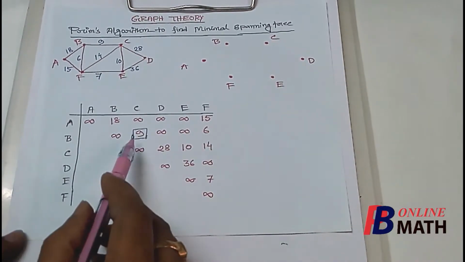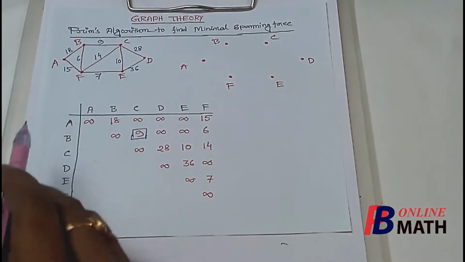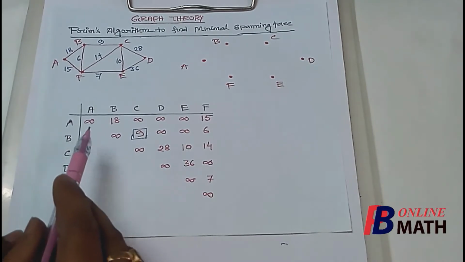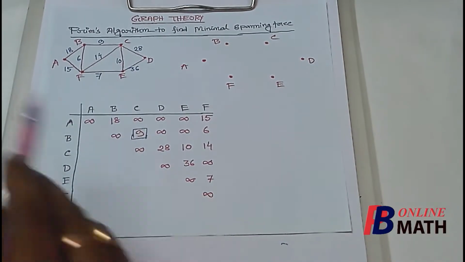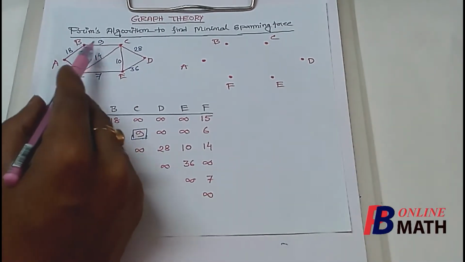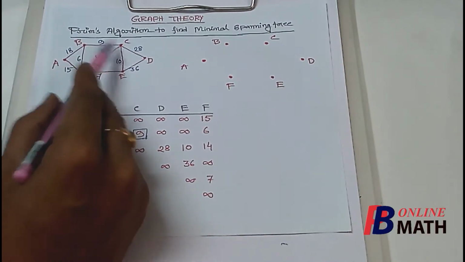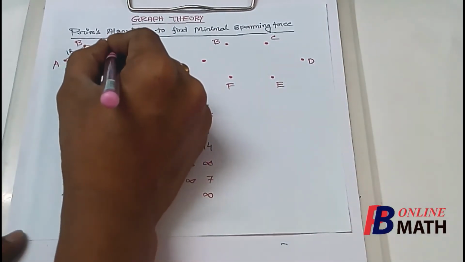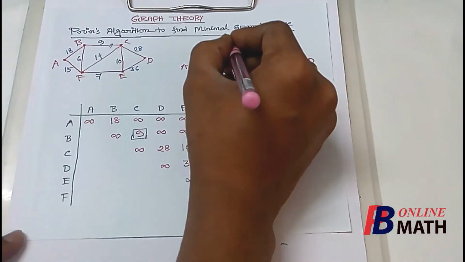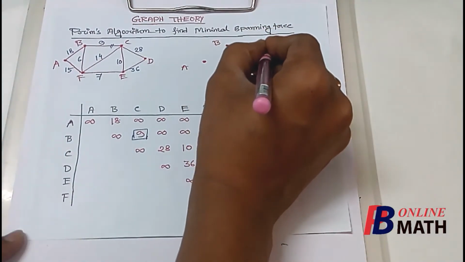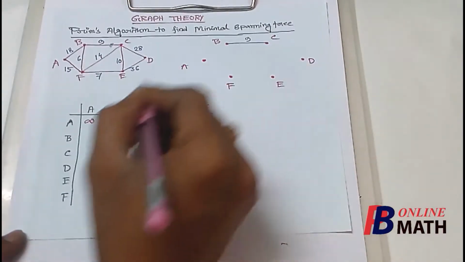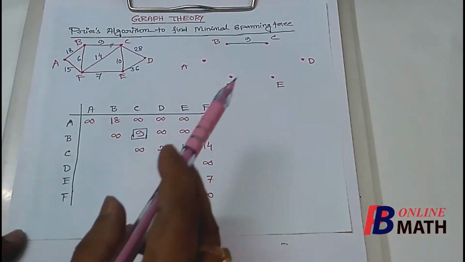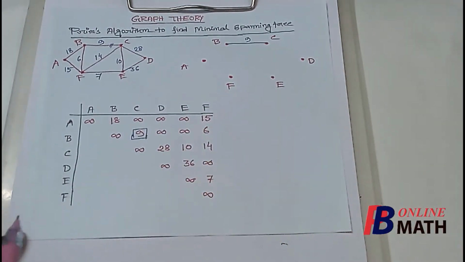Here we find that this 9 is between B and C. So there must be one edge between B and C having the weight 9. Here we see that there is one edge between B and C having the weight 9. So we are selecting this edge. That means we are joining B and C having the weight 9. So this is the first edge of this spanning tree.